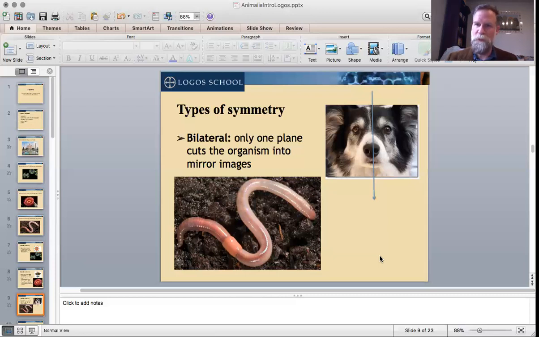So these are the 3 major types of symmetry we'll be dealing with: spherical, radial, and bilateral. Now, most of the creatures we're going to be looking at are radial and bilateral. Okay.